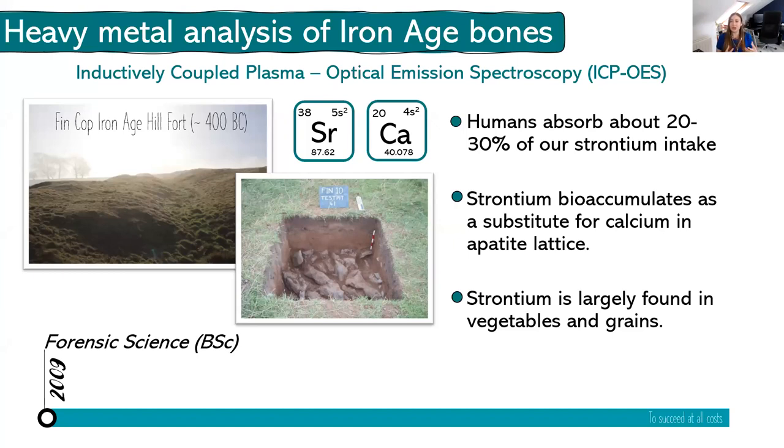So humans actually absorb strontium throughout our lifetime, and strontium can bioaccumulate in our bones and actually substitute for calcium within the apatite lattice within our bones and in our teeth. And actually strontium is found largely in vegetables and grains. So we can actually infer dietary information from these ratios of strontium and calcium, and that gives us some idea as to where someone may have come from. Could they have been from a different tribe or from the same tribe? Or at least that was the aim of my project. And I can categorically tell you that as an undergraduate project, we absolutely found no evidence of anything either way. But I really enjoyed working on the project and I learned a lot of skills along the way.